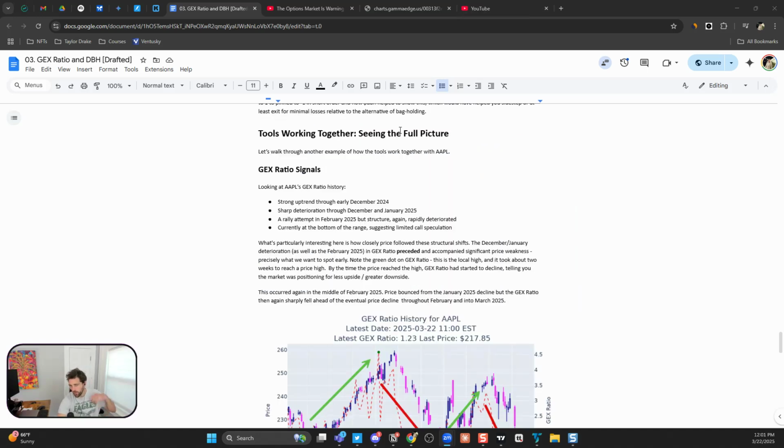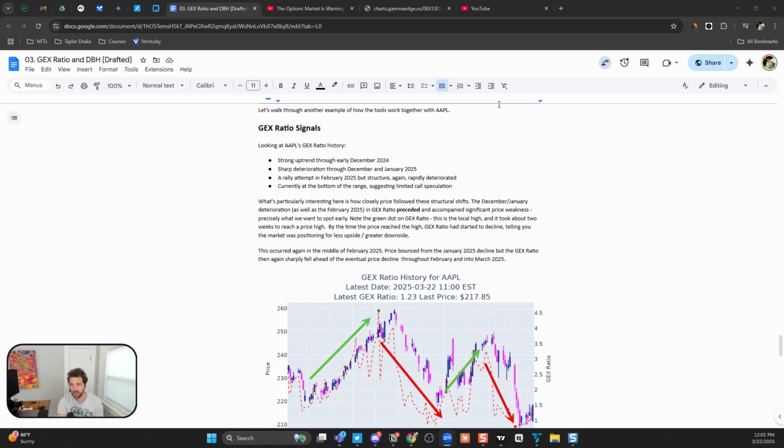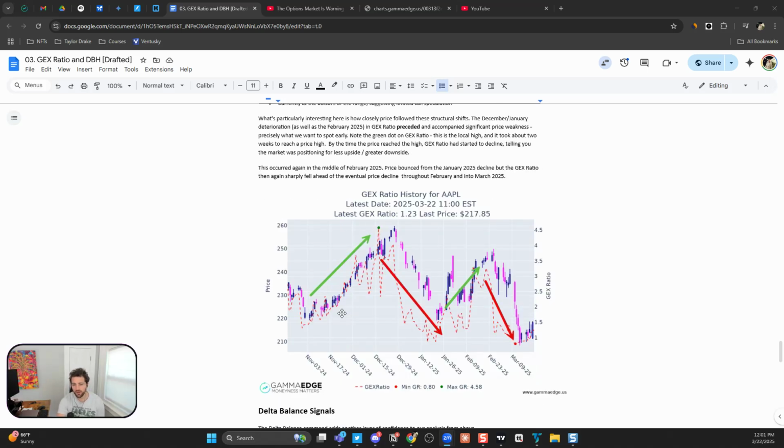Let's walk through one more example, this time going through Apple. We're going to go through the GEX ratio and then the delta balance command as well. So looking at delta balance first, we can see that the Q4 of 24 run, price and the GEX ratio were moving higher. One interesting note is that from the middle to end of December, we started to see a rapid oscillation of the GEX ratio. This means that there is a decent bit of fluctuation in call and put speculation.